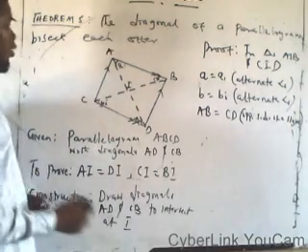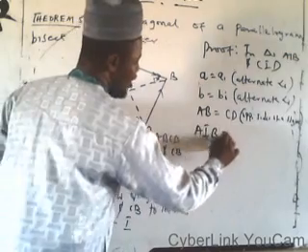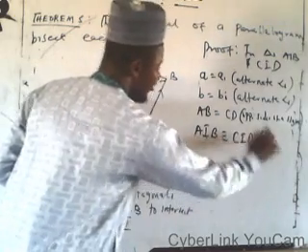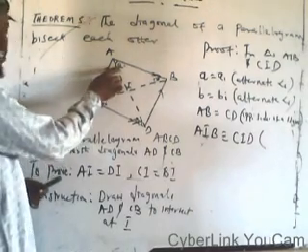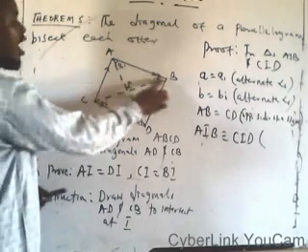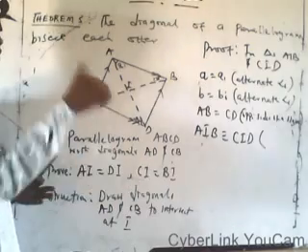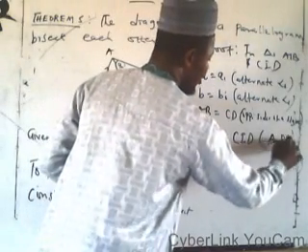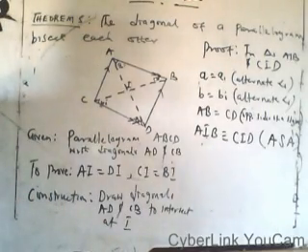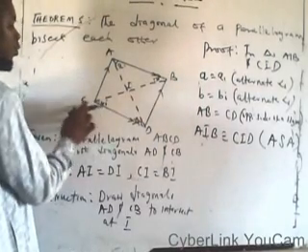In that case, you will know that triangle AIB is similar to CID. Why? This one is angle, this one is angle, the same thing. This one is angle, this one is angle, the same thing. This one is side, this one is side, the same thing. That is under angle, side, angle, which is ASA.